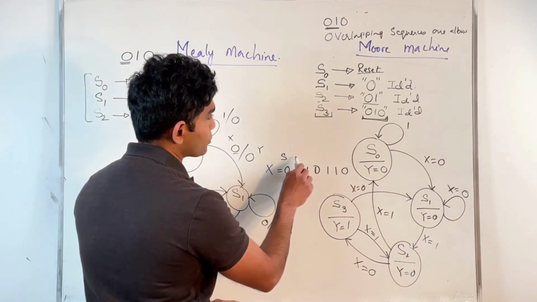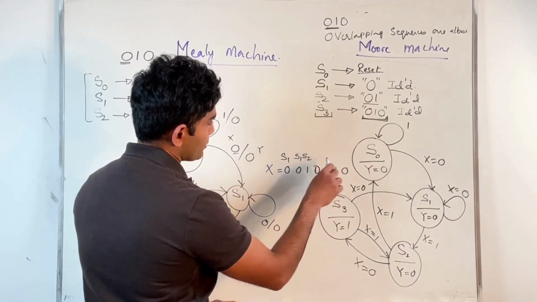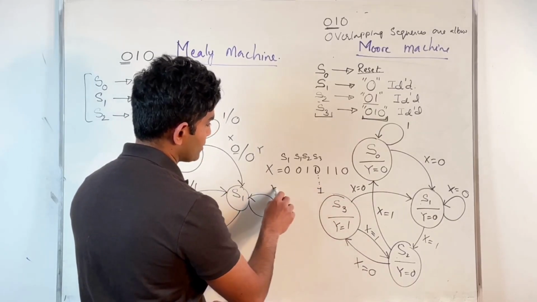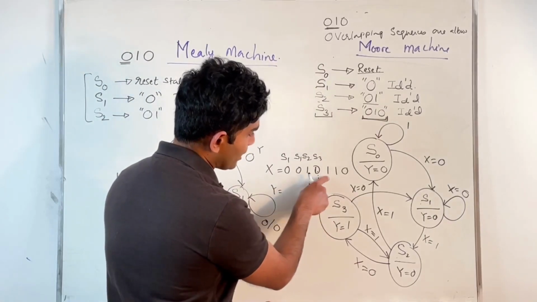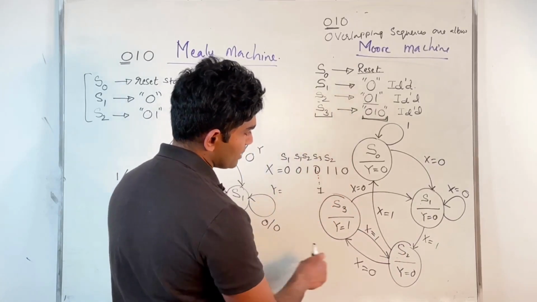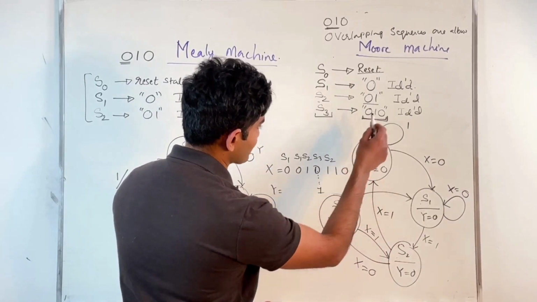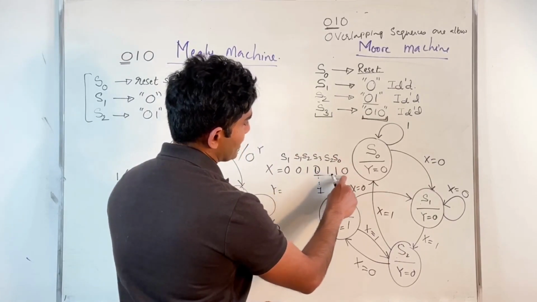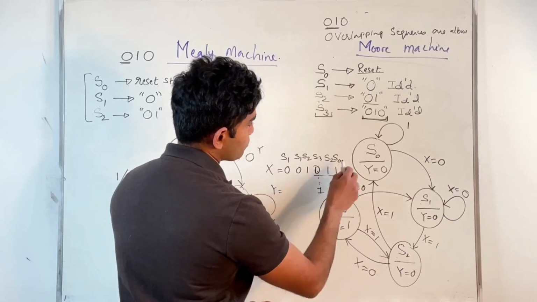I'm going from S0 to S1. I remain in S1, go to S2, go to S3. I've identified a sequence. Output is a 1. And then when I'm in S3 state, 1 occurs. 1 takes me to S2 state. So 0, 1. When I'm in S2 state, another 1 occurs, takes me to S0 state because that's a reset state. I have not identified any sequence. I reset. Then 0 occurs again when I'm in S0 state, takes me to S1 state, and so on.